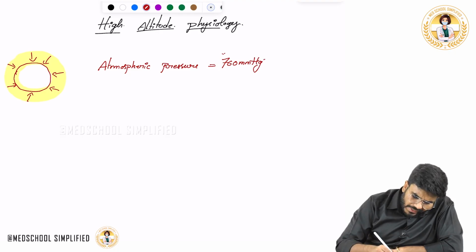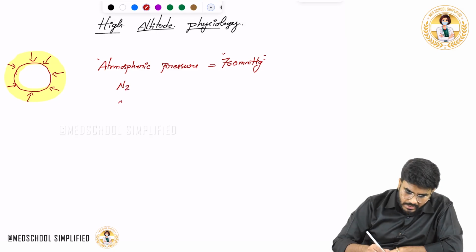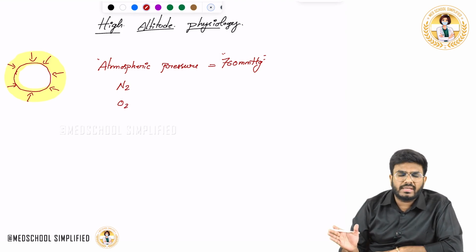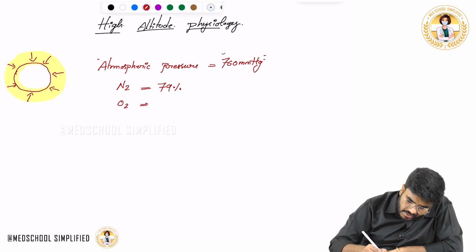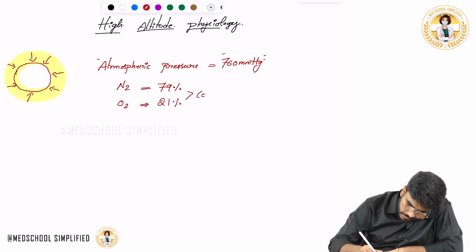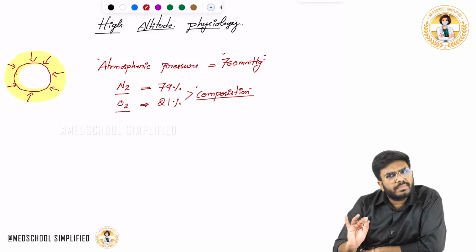Now why exactly is there this atmospheric pressure? It's because in the environment there is nitrogen, there is oxygen, and there are other minor gases like carbon dioxide, helium, and others. But the nitrogen composition is 79%. Oxygen composition is how much? 21%. So this is the composition of atmospheric air: 79% nitrogen and 21% oxygen. This is something normal.